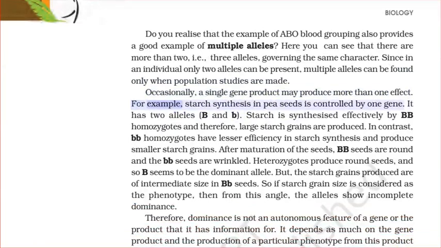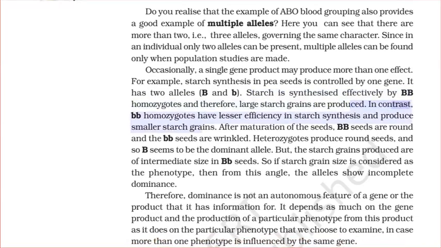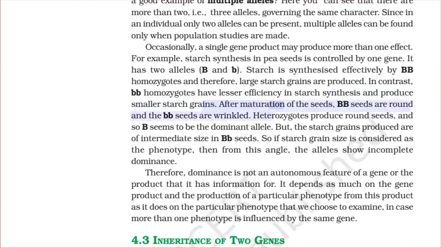For example, starch synthesis in pea seeds is controlled by one gene. It has 2 alleles, capital B and small b. Starch is synthesized effectively by capital B capital B homozygotes, and therefore, large starch grains are produced. In contrast, small b small b homozygotes have lesser efficiency in starch synthesis and produce smaller starch grains. After maturation of the seeds, capital B capital B seeds are round, and the small b small b seeds are wrinkled.